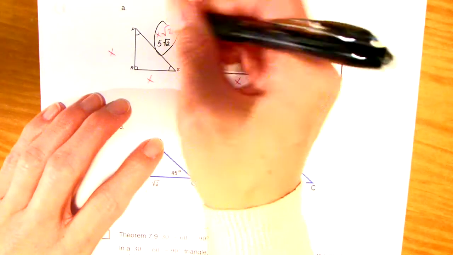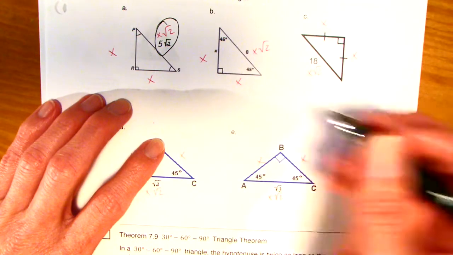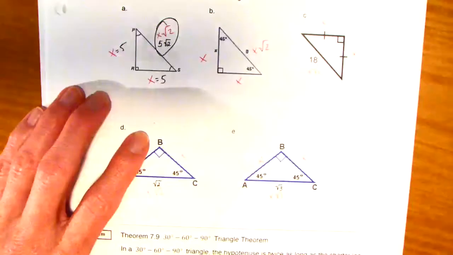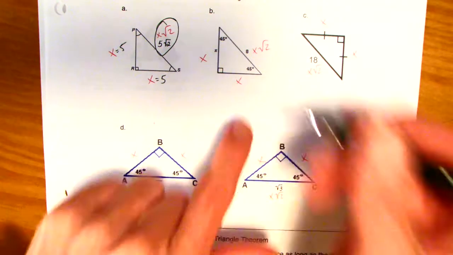So the information I have right here, x square root of 2 is the same as 5 square root of 2. So that means x equals 5. Both legs. That's what's nice. Once I find it, I don't have to find it anymore. This one's a little trickier.